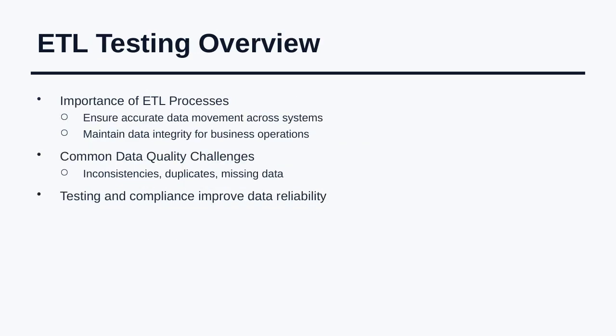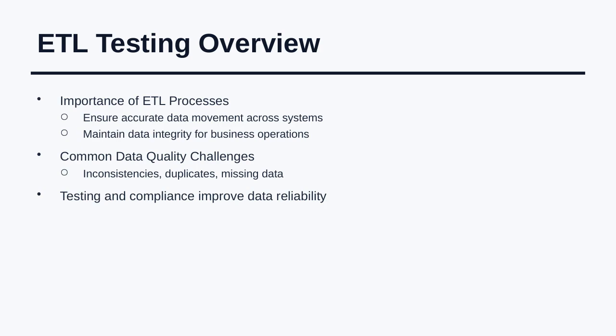In any ETL process, making sure data moves correctly from one system to another is critical because even a small error can lead to wrong decisions down the line. Maintaining data integrity means the information remains accurate and consistent throughout extraction, transformation, and loading, which supports smooth business operations. However, common challenges often arise, like inconsistencies where data doesn't match across sources, duplicates that can skew results, and missing data that creates gaps in analysis.